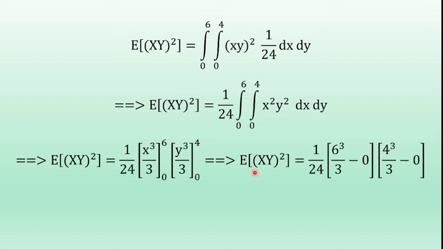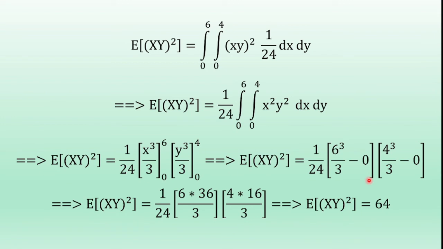We get the expectation of (xy)^2 is equal to 1/24 into (6^3 minus 0)/3, into, here substituting the upper value of y and lower value of y, (4^3 minus 0)/3. And simplifying the RHS term, finally we get the expectation of (xy)^2 is 64. So this is the example of the expected value of a multiple random variable function g(x, y).